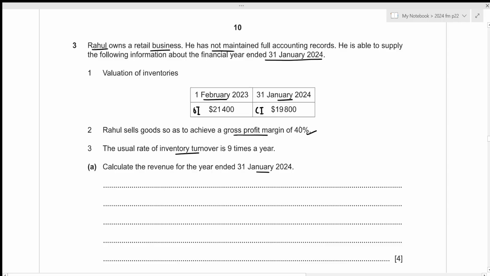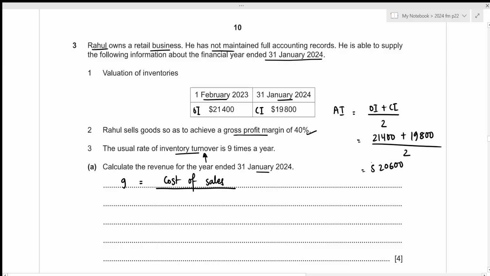Okay, we have the gross profit margin. So if we first calculate our cost of sales, we will be able to get our revenue. And we can calculate the cost of sales using the formula for inventory turnover. So inventory turnover is 9. We know that the formula for inventory turnover is cost of sales by average inventory, right? And the average inventory in this case is just the opening inventory plus closing inventory divided by 2. That will be 21,400 plus 19,800 divided by 2, which is 20,600. Now our cost of sales is just going to be 9 times 20,600, which results in 185,400.